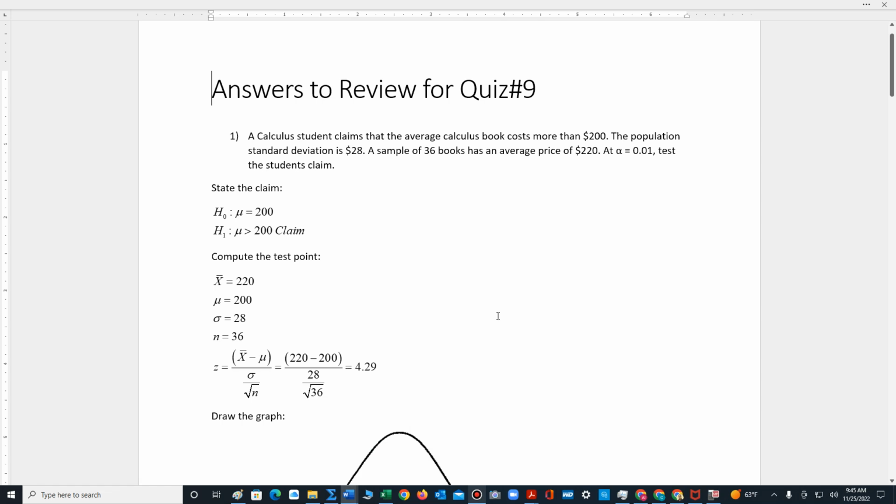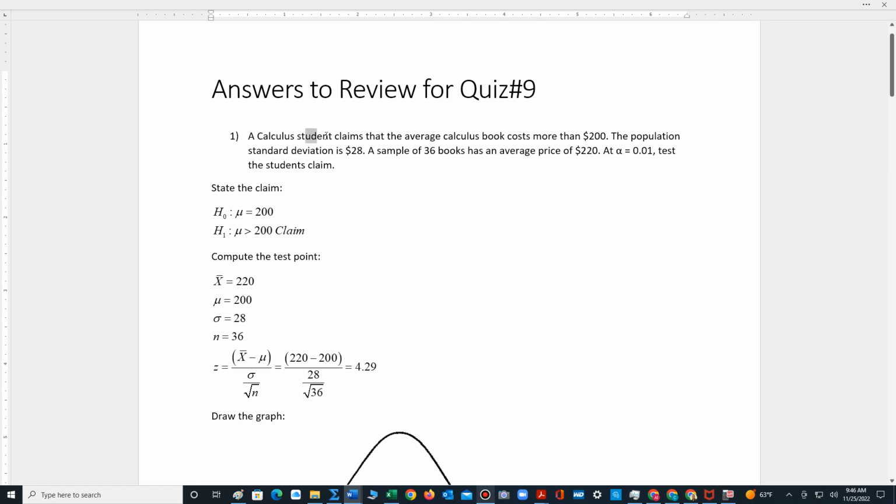It says a calculus student claims, that's a key word there, claims that the average, another key word, calculus book costs more than 200. Key phrase there. The population standard deviation, also key, is $28. A sample of 36 books has an average price of $220. At alpha equal to 0.01, test the student's claim.